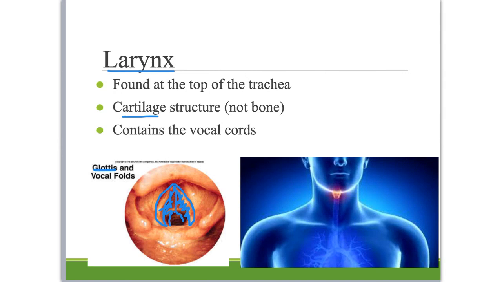The larynx is slightly larger in men because they have thicker vocal cords, so they need more cartilage to hold onto that strong tissue and the strong muscles that pull it forward and back.